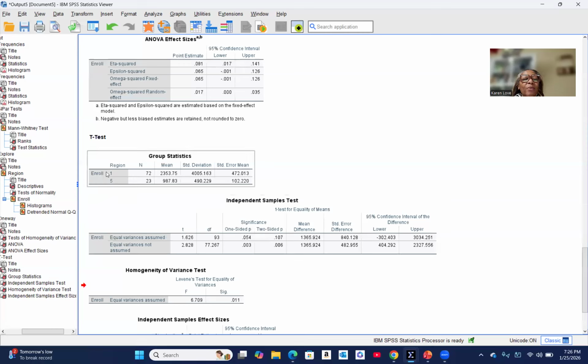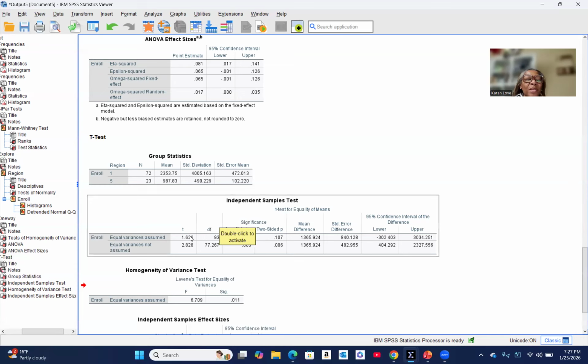So when we look at the independent samples test, we look at all of the data. Again, for Region 1, the enrollment number is 72, with a mean of 2,353.75 and a standard deviation of 4,005.16. For Region 5, we have a number of 23 with a mean of 987.83 and a standard deviation of 490.22. When we come down to the independent samples test, of course, I did this test based on the equal variances not being assumed.